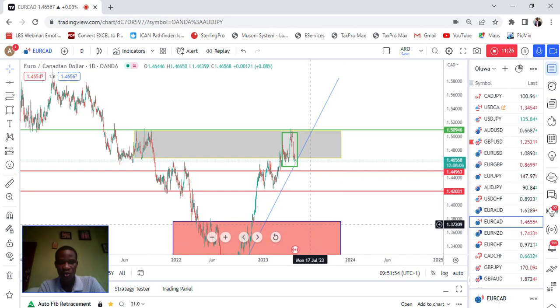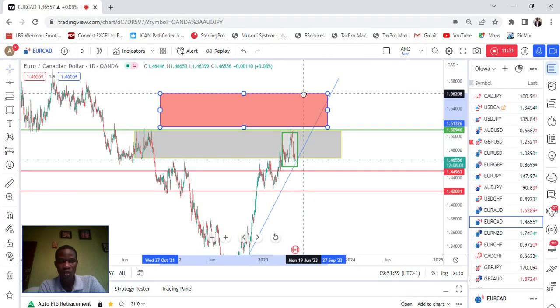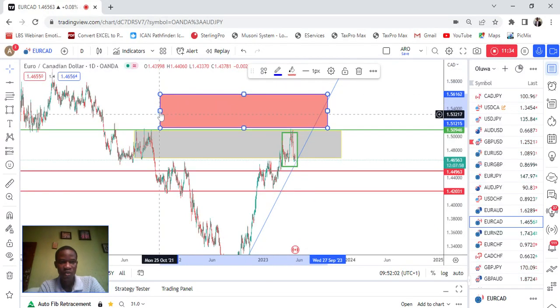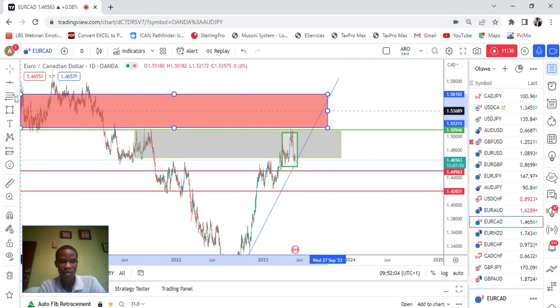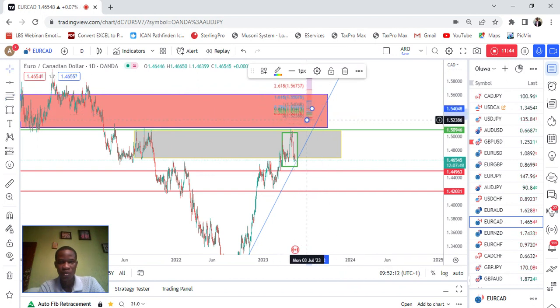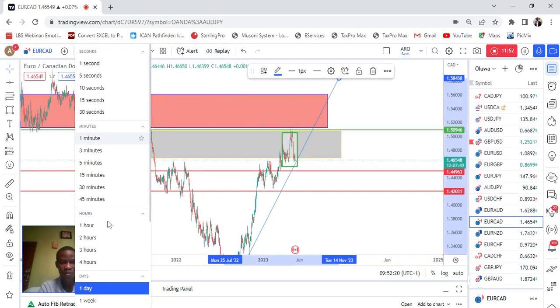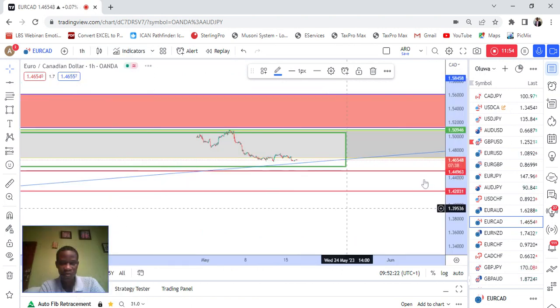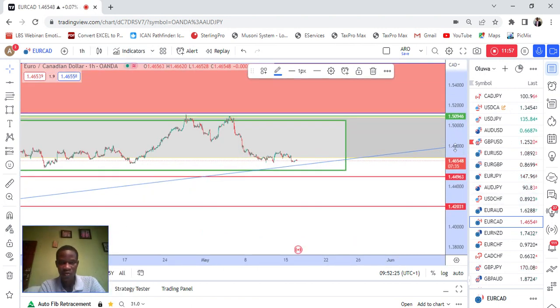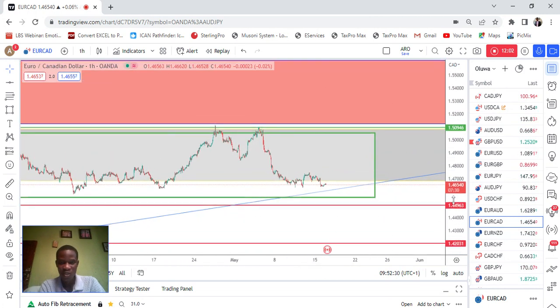So let me put it there. This place is a zone. That's why you put that in that place. So let's go to the lower time frame. This is the 1 hour. We understand what I was saying clearly now.